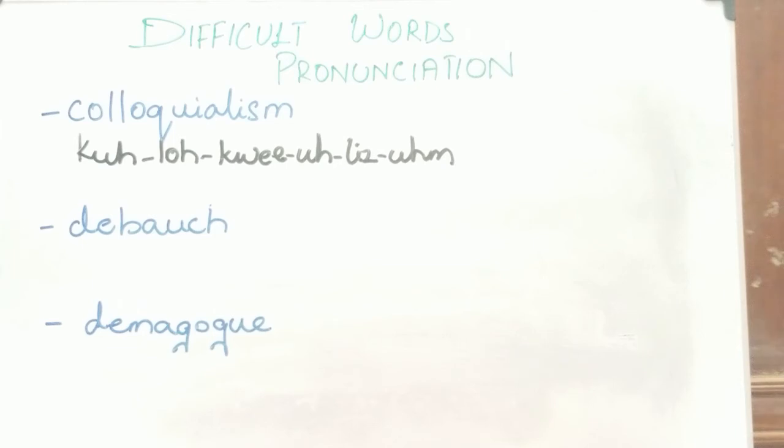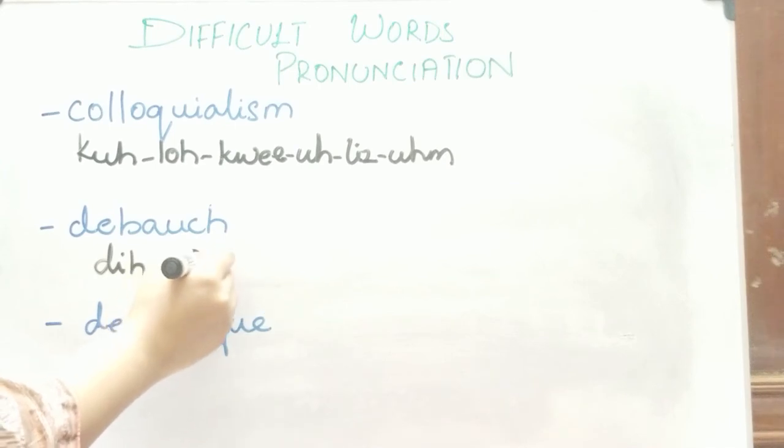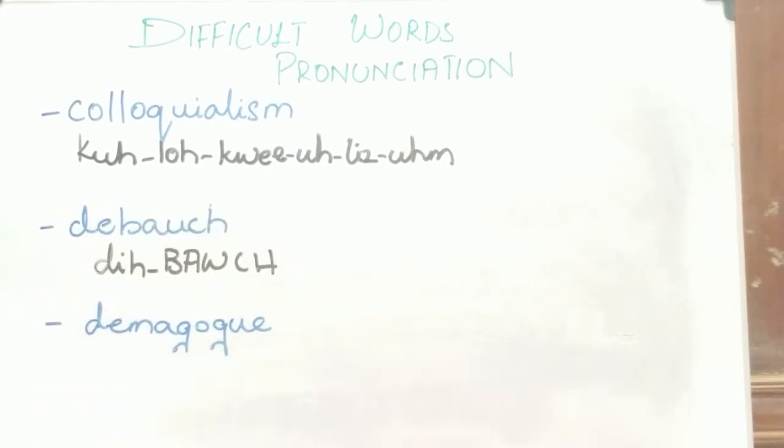Okay. The next term is debauch. Although it's spelled B-A-U-C-H, you don't pronounce it the way you'd expect, you say it differently. Someone who is a corrupt person, you call him or her a debauched person. Okay, so it's written as debauch. Next we have demagogue. Demagogue. How do you write it?